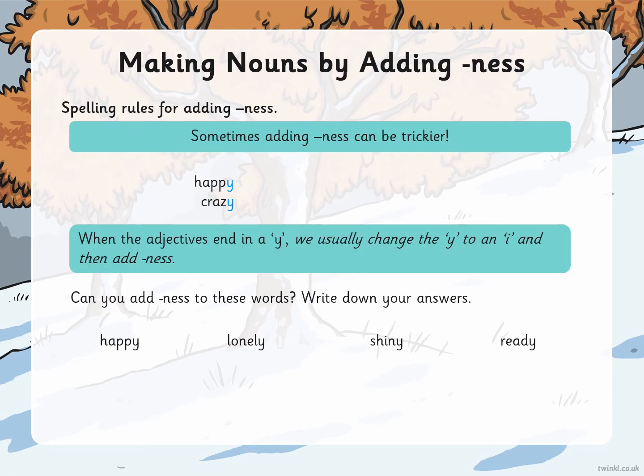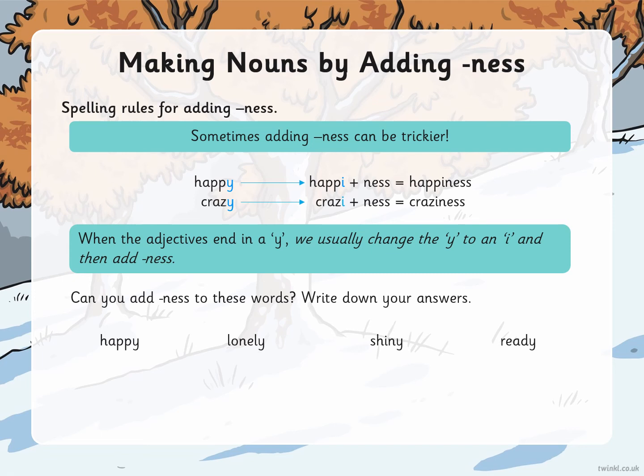However, there is one rule that we need to remember when we are adding the ness suffix onto the end of a root word. If an adjective ends in the letter Y, we usually change the Y to an I before we add the ness. So for example, the word happy ends in a Y. So we would need to change the Y to an I before we added the ness suffix to become happiness. Same with the word crazy. Crazy ends in a Y. So in order to add the ness suffix, we would need to change the Y on the end of crazy to an I and then add the ness suffix, making the word craziness.